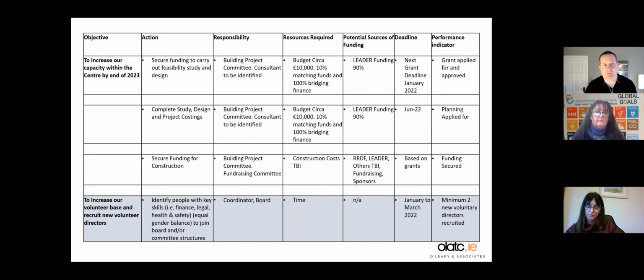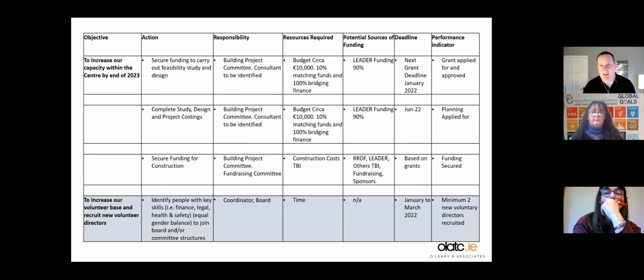The first thing they needed to do in terms of an action was to secure funding to carry out a feasibility study and design. So they needed to find someone who was going to do the study and do the initial concept designs for them. They looked at how to do that. They put together a building project committee, which I think had 4 people involved in it. They identified a consultant, which was me. They approached me and asked would I be interested in doing it.